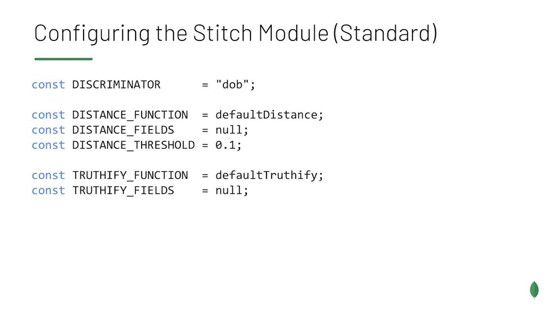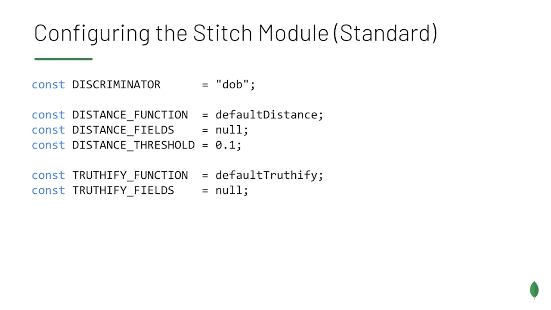So what does this look like in JavaScript? It's a small JavaScript module that can run in Stitch, and there are a couple of configuration variables on top of that. And this is what they look like, right? The first thing you have to specify is your discriminator. What attribute of your documents is the bucketing criterion? In this case, for example, it's the date of birth in the records.